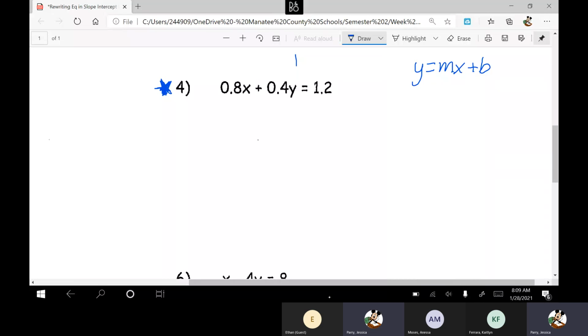Okay, and we're doing PEMDAS backwards. So first we're doing the adding or subtracting. Okay, should I add or subtract the 0.8x, or should I add or subtract the 0.4? Which one should I move to the other side first? Tell me in the chat, or turn your microphone on so I can hear your answer. What should I add or subtract? And I see some people typing. I got subtract 0.4y.